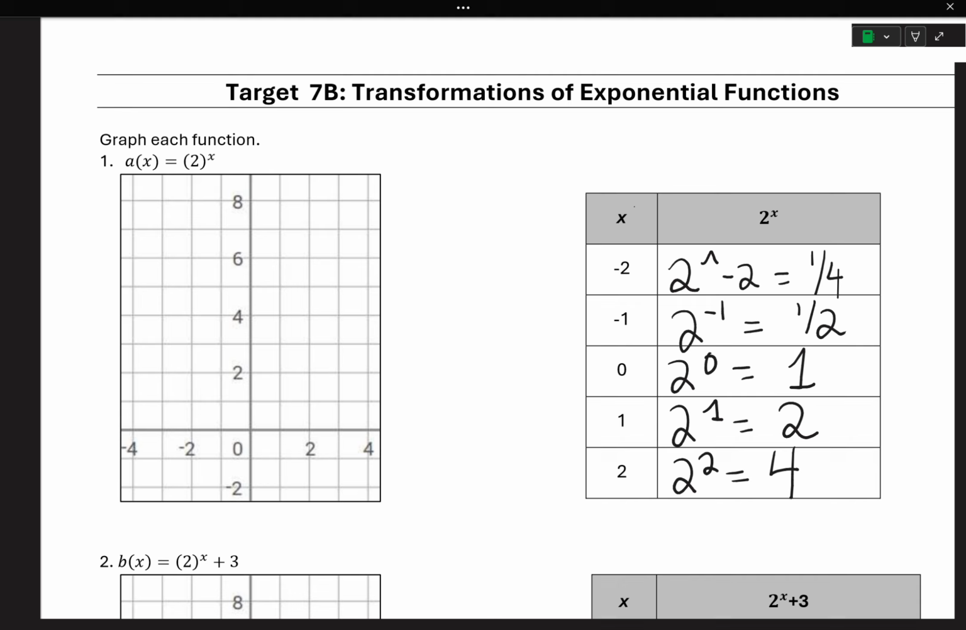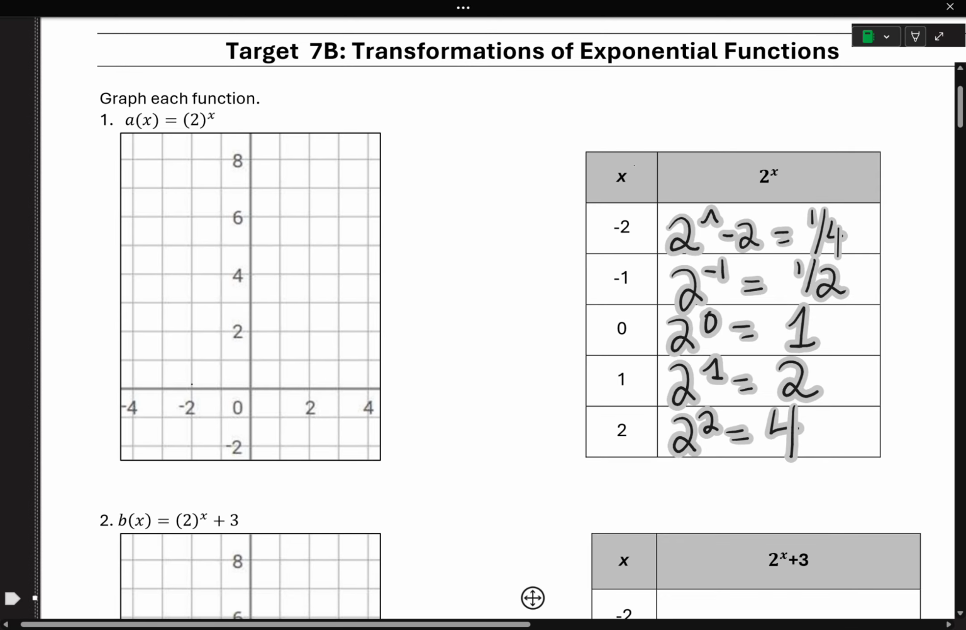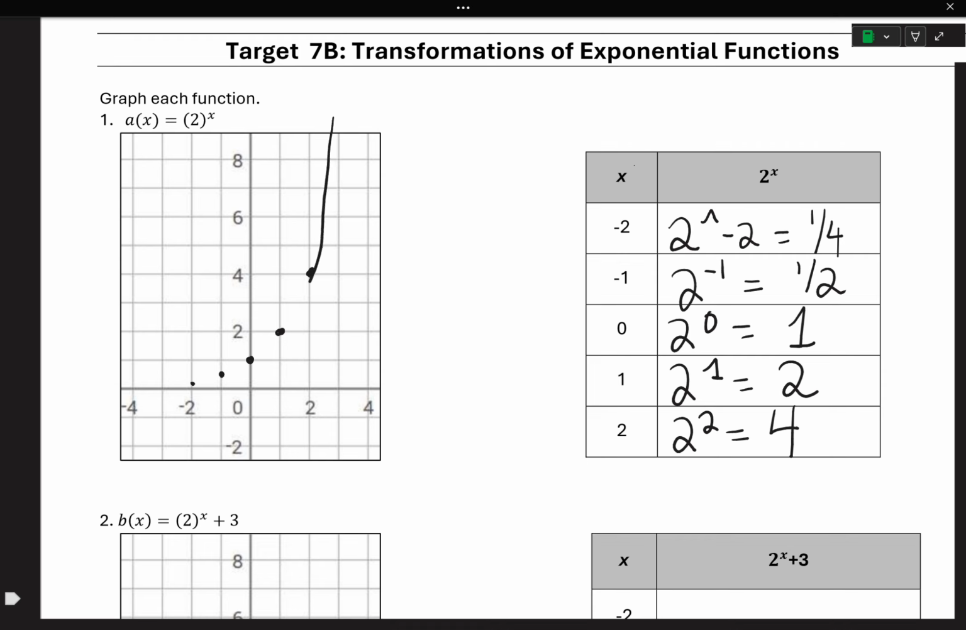Let's graph them, and we're also going to graph our asymptote, and we'll talk about that in a sec. But let's start. Now, I'm going to graph these fractions. You don't have to if you don't feel comfortable with it. Okay, -2, 1/4. I'm going to go to -2, then I'm going to go up what I think is a fourth. -1, 1/2, 0, 1, 1, 2, and 2, 4. Here is my parent function.